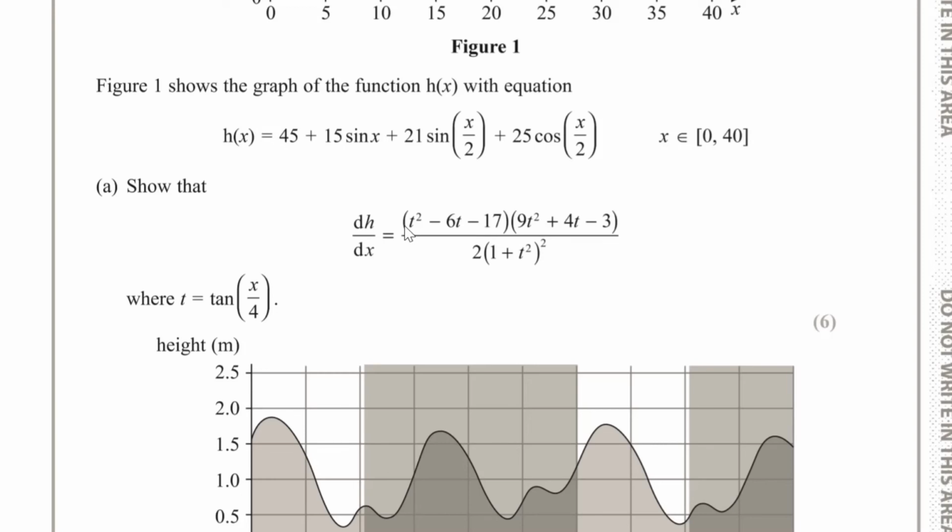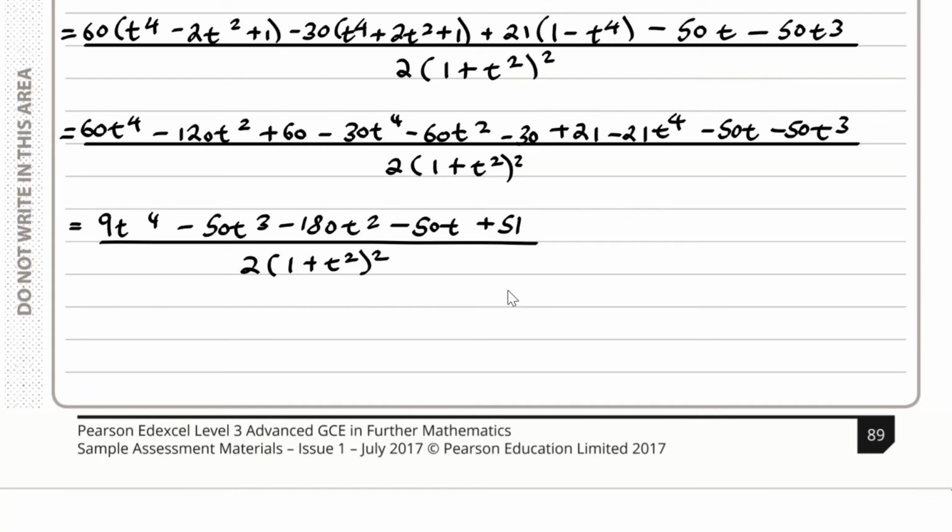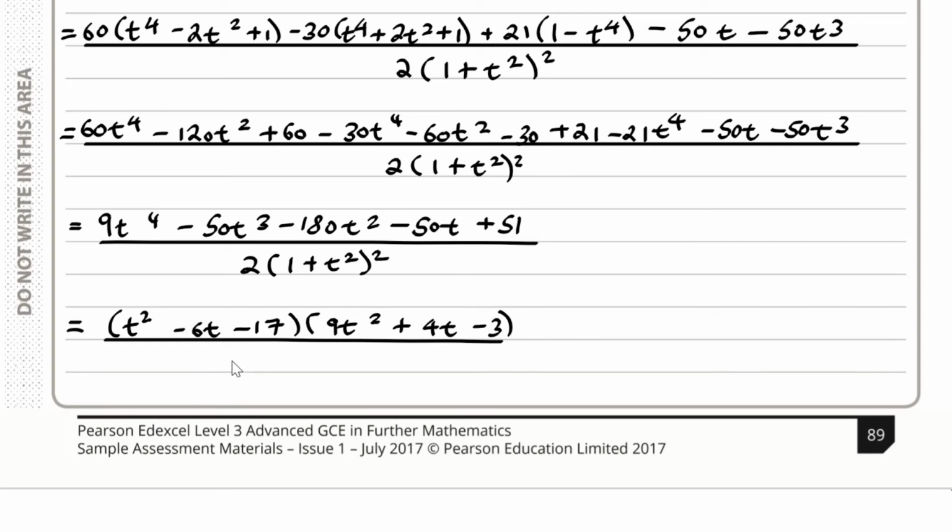And then in terms of the t squares, well we have t squared times by minus 3, minus 17 times by 9 times by t squared, and then we've got minus 6t times by plus 4t, so that gives the minus 180t squared. And then in terms of the t's, we've got here minus 6 times by the minus 3 and the minus 17 times by the 4, and then the numbers we've discussed. So yeah, those are the same things. So indeed we do get (t squared minus 6t minus 17) lots of (9t squared plus 4t minus 3). On the bottom we end up with 2 lots of (1 plus t squared) squared.